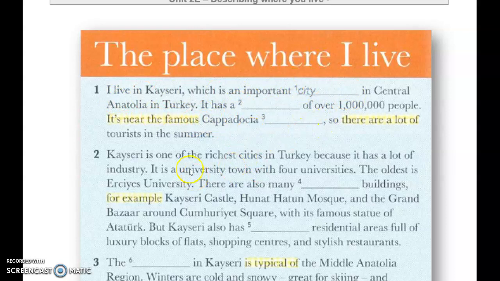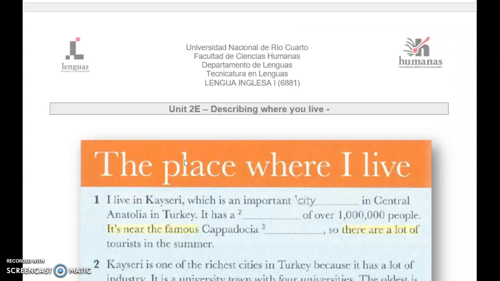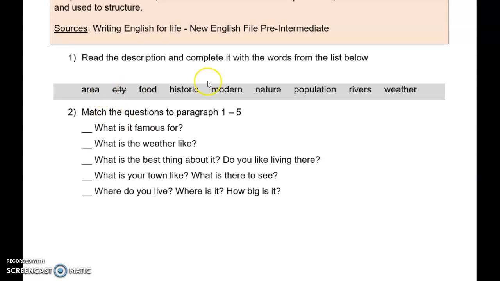Maybe a good strategy would be to make a first reading of the whole text so you understand what is said in the text, and then you complete the text with the words that you have here in this chart.